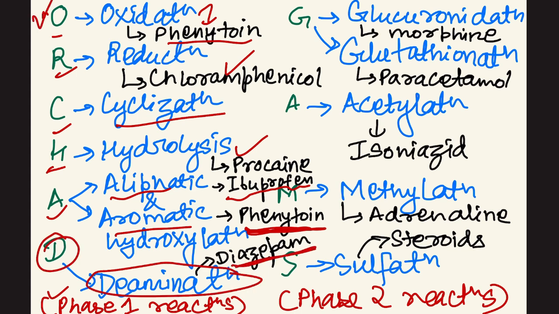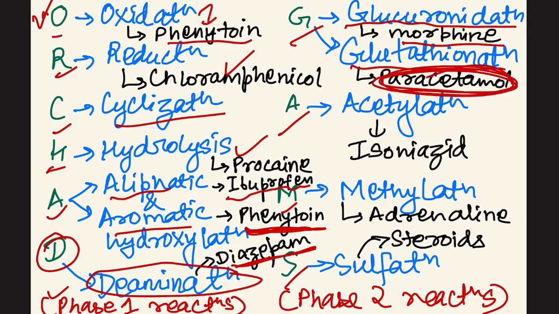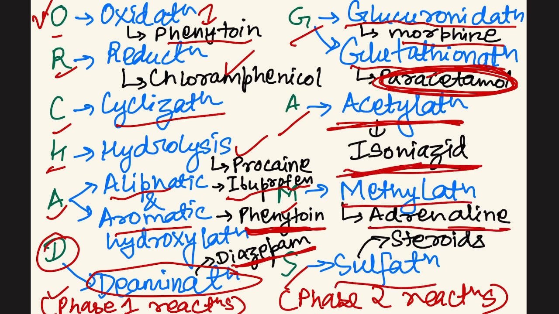So ORCHARD is basically the mnemonic for the different phase 1 reactions. Next, for phase 2 reactions, we have the mnemonic GAMS. G stands for glucuronidation, seen in morphine, and glutathione, seen in paracetamol, which is very important. We need to know this because it plays a role in paracetamol poisoning also. Next is acetylation in isoniazid, an anti-tubercular drug. Then methylation for adrenaline, and sulfation for steroids.